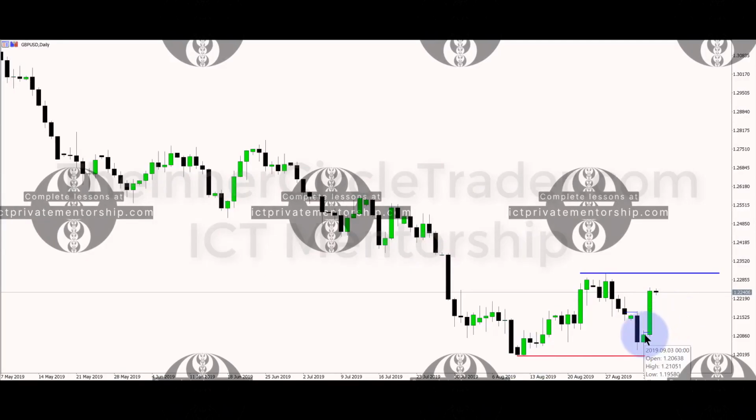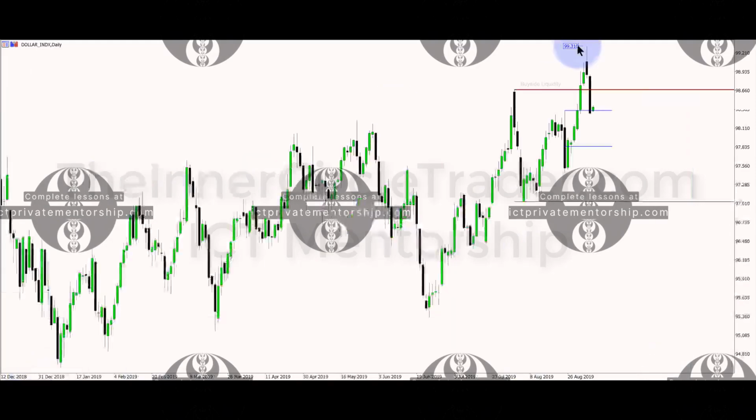As the market traded into that low, that's the same moment that we saw the dollar index trade up into its weekly volume imbalance and trade up into its specific 99.37 on the cash market bearish order block, right to the point.